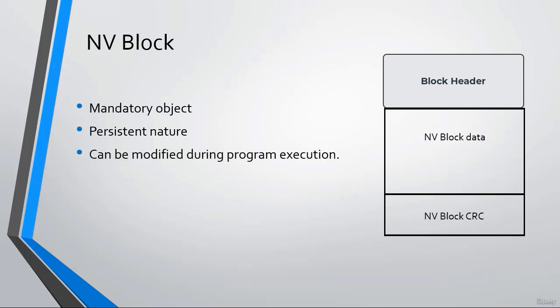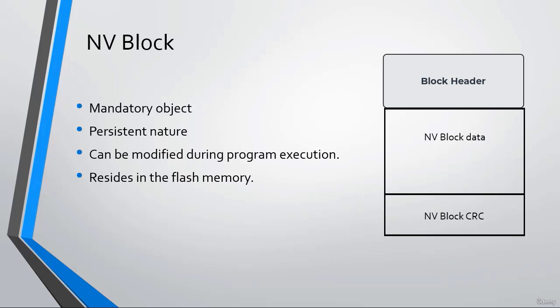Another striking property of the NV block is that it can be modified during program execution. You can imagine there is a live part of data that is manipulated in the RAM block. Then there is a live kind of environment created by the NV block. But the main striking difference between these two blocks is that one has RAM behavior, that is random access and volatile, whereas the NV block is of non-volatile nature.